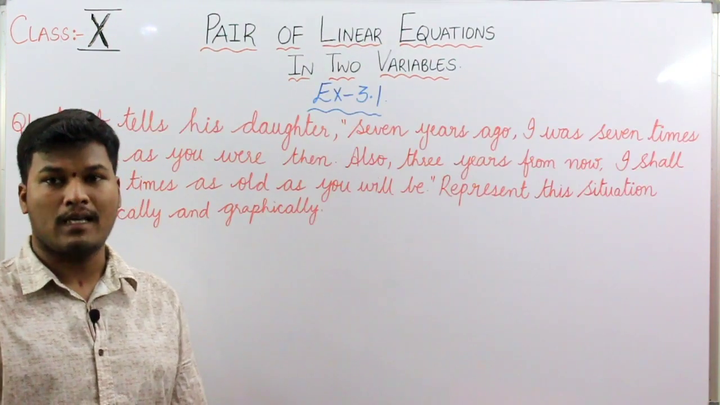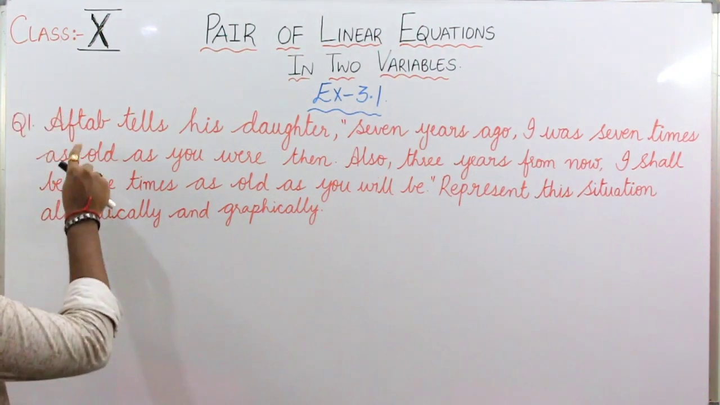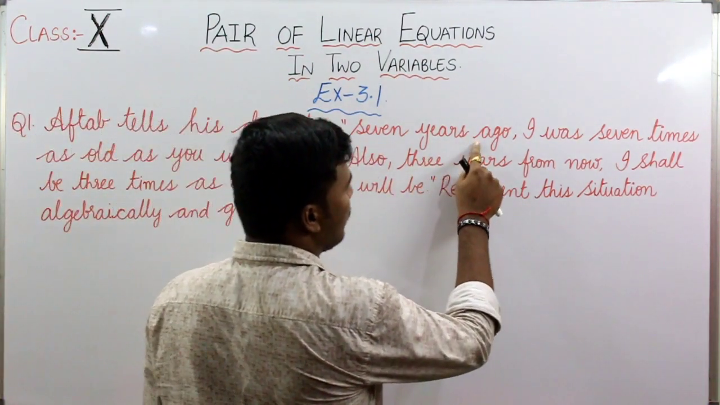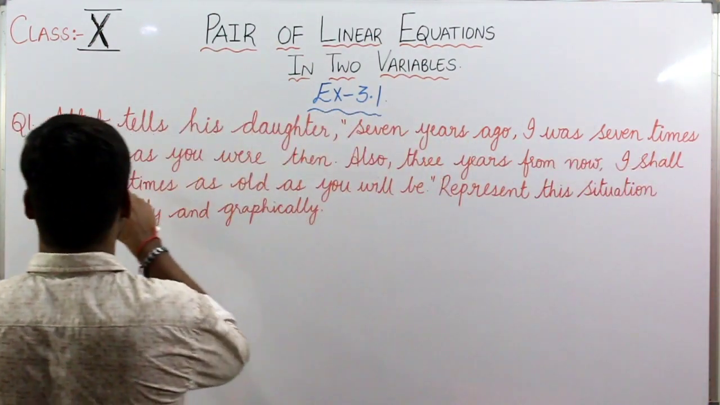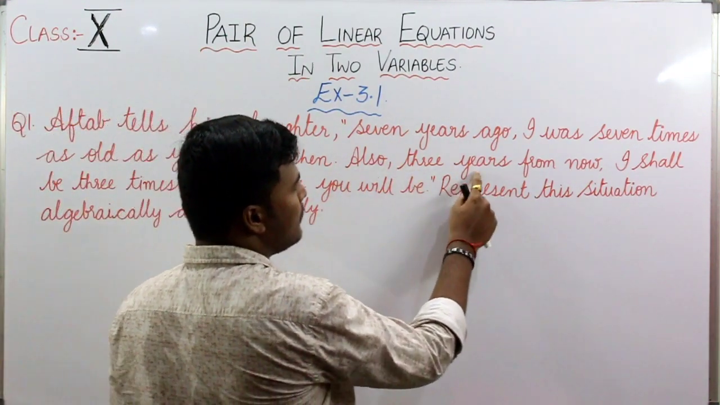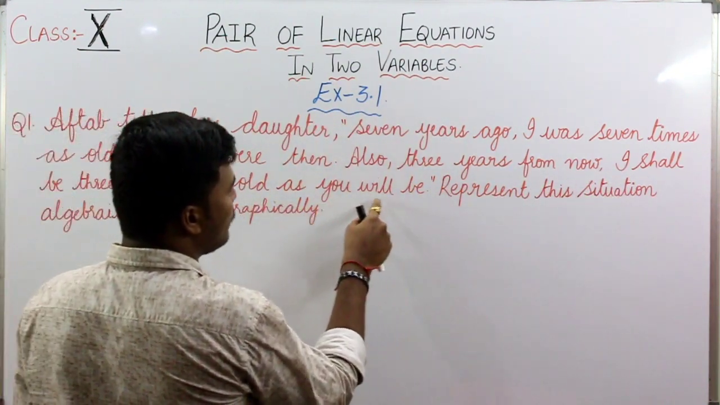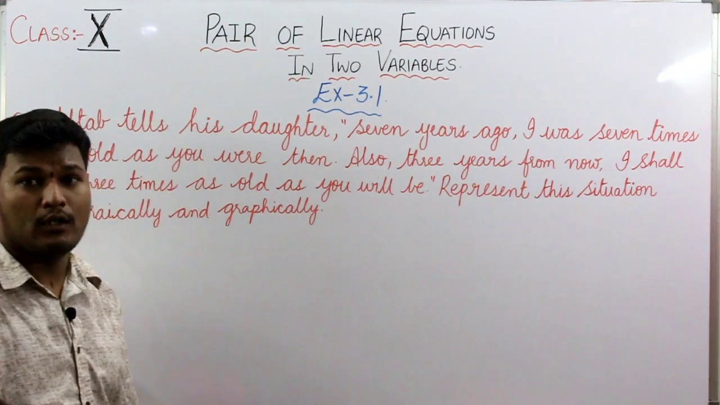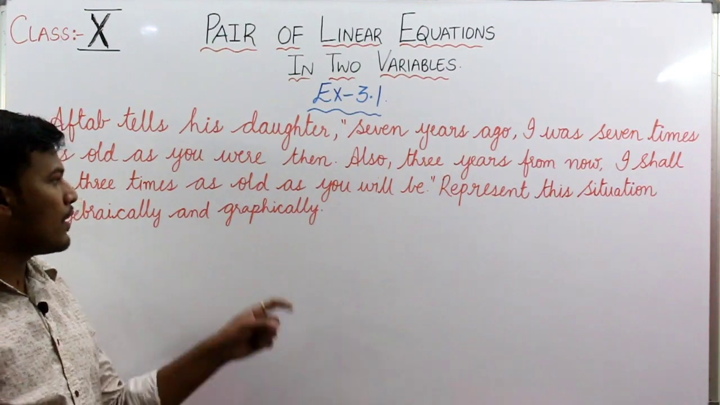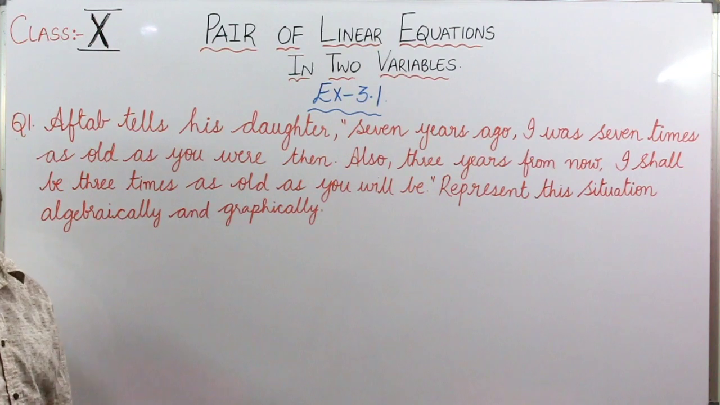Okay, we are going to start exercise 3.1 problems. The first one is, Aftab tells his daughter, 7 years ago I was 7 times as old as you were then. Also 3 years from now I shall be 3 times as old as you will be. These are the two statements given by Aftab to his daughter. So now we have to represent this situation algebraically as well as graphically.